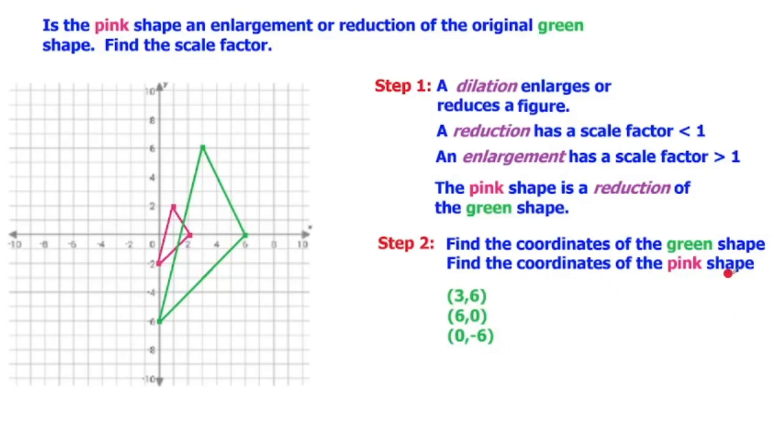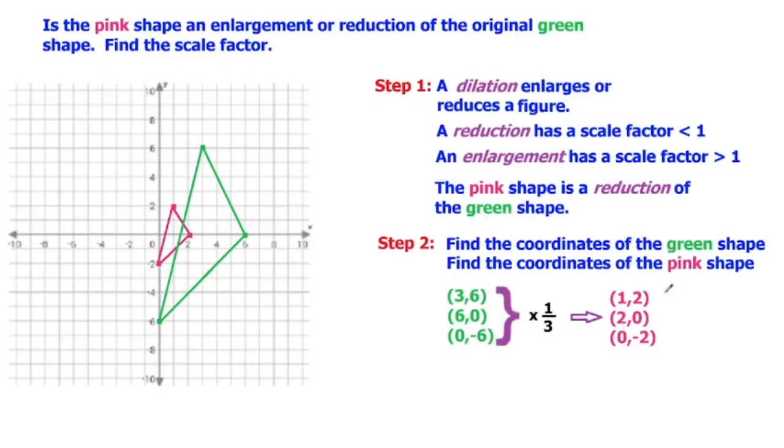Now we can find the coordinates of the pink shape. And what we're trying to do here is find the scale factor. Okay, so the coordinates for the pink are 1, 2. And then this point is 2, 0. And then this point is 0, -2. Okay? So now we need to ask ourselves, what do you do to these points to make them into these points? So we need to find the factor that we multiply by.